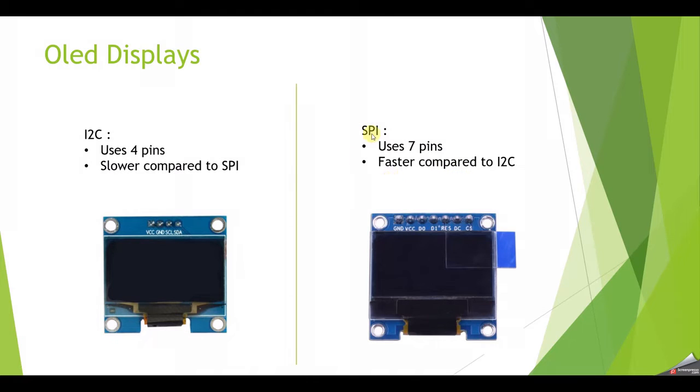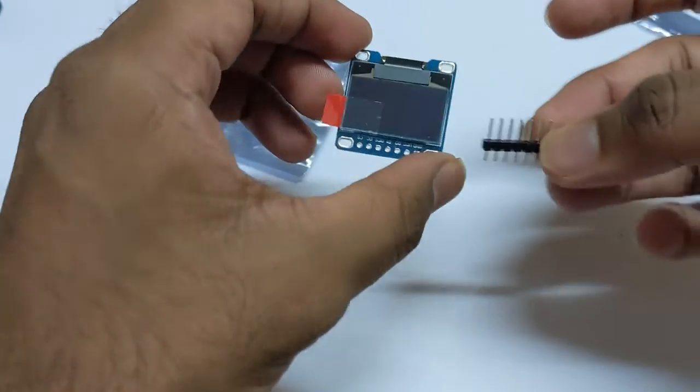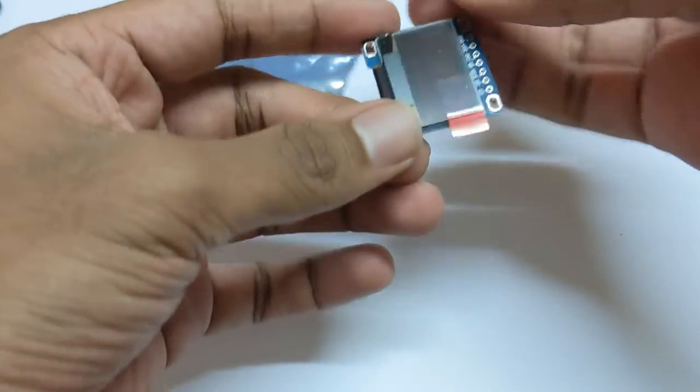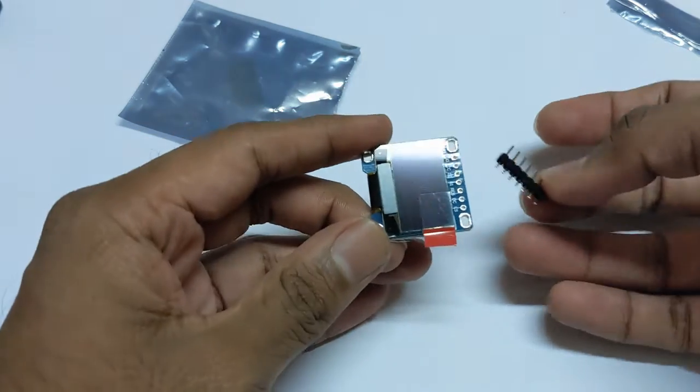So generally the SPI version will have the provision to be converted to I2C. This is the OLED display. It comes with the pin headers, so we need to solder them on the OLED display. So let's solder the pin headers and come back.